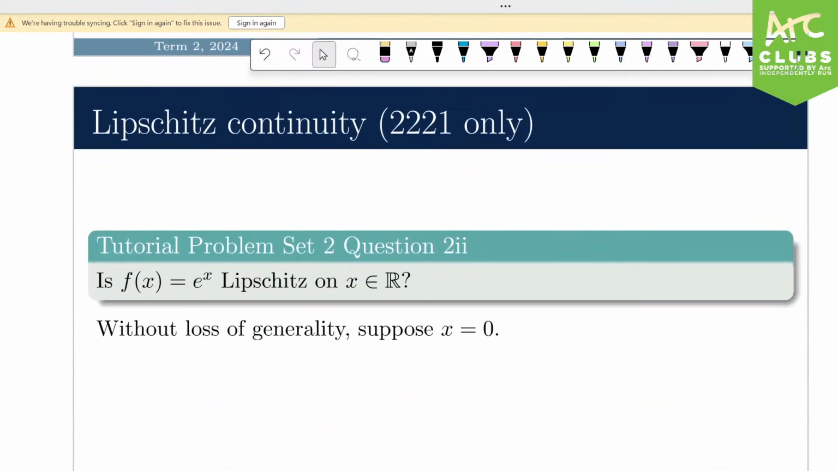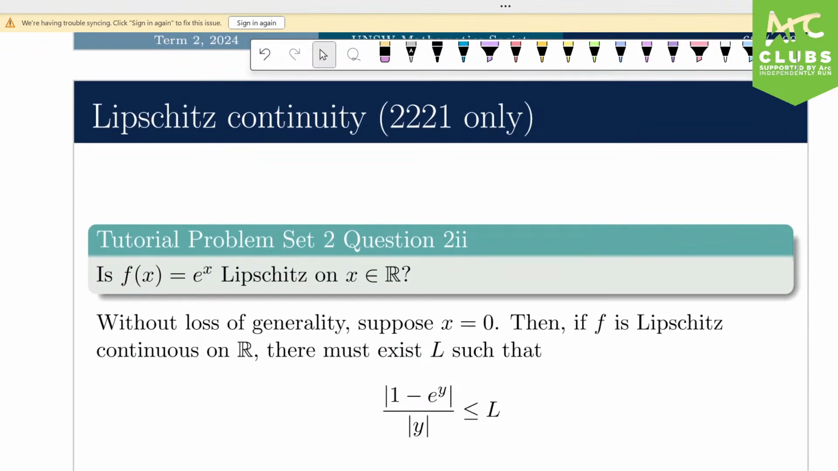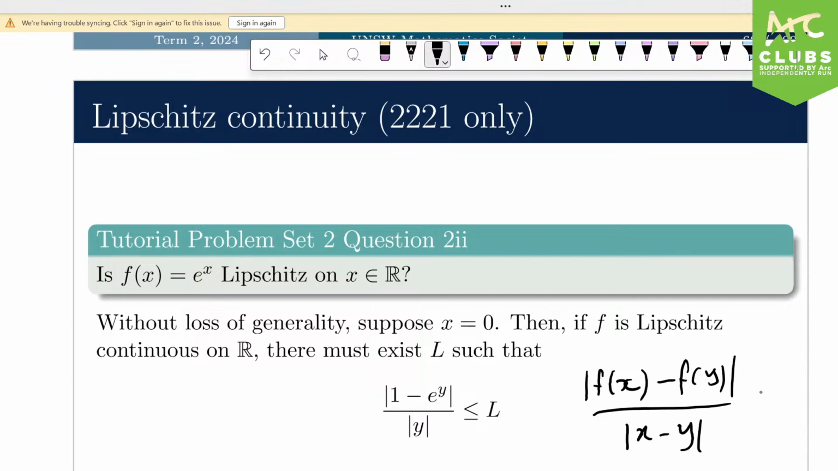Is f of x equals e to the x Lipschitz on the reals? Without loss of generality, we're just going to suppose that x equals 0, right? Then, if f is Lipschitz on R, then there must exist some constant L such that this holds. And this just comes from the fact that f of x minus f of y is that. So we just say that, well, if x is 0, then e to the 0 is just 1. And then if x equals y, e to the x is e to the y.